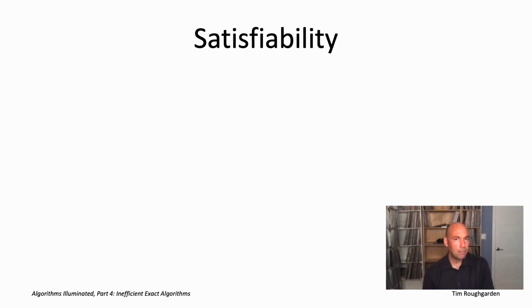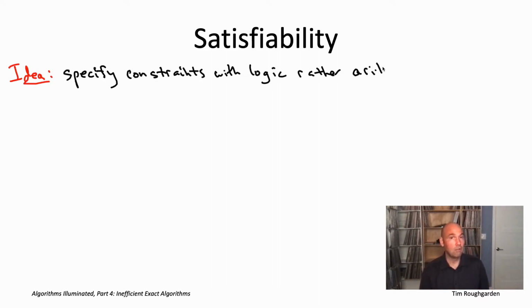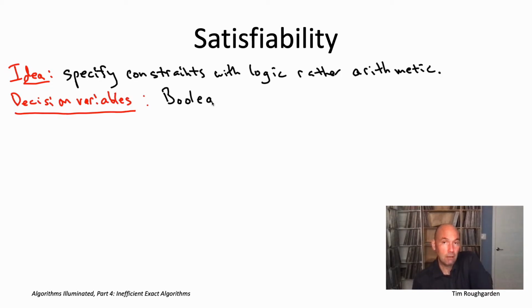Now, in other problems where there's not a natural numerical objective function, where you really just care whether or not there's a feasible solution, as in the graph coloring problem, in that case, it's not obvious arithmetic's the best formalism to use. And another natural one, especially for computer scientists to think about, is the formalism of logic. So in that spirit, our decision variables are no longer going to be numbers. Our decision variables are now going to be Boolean variables that can only take on 2 values, true or false.